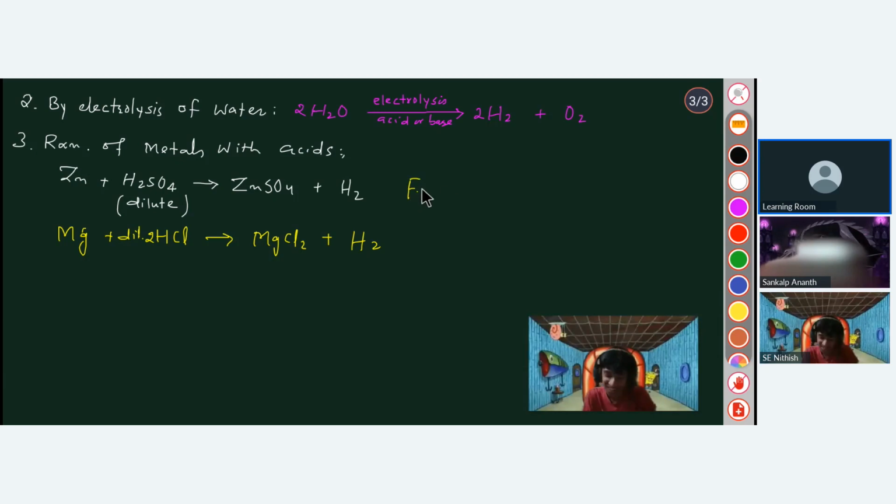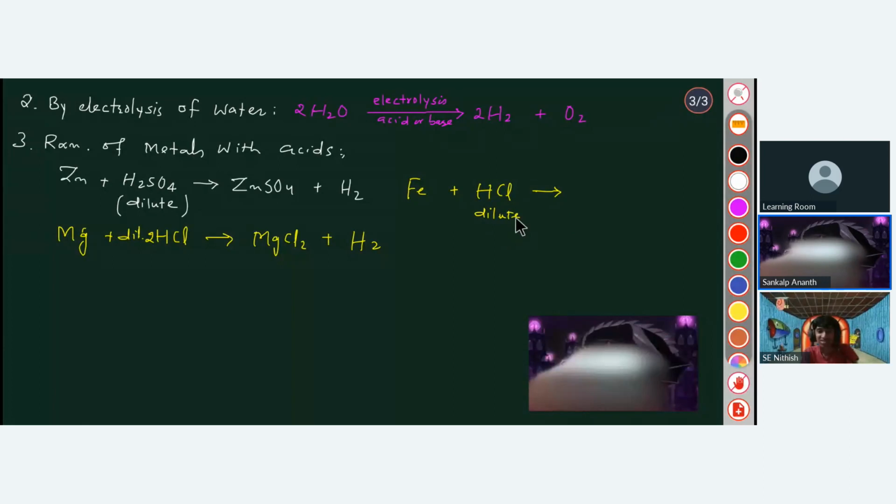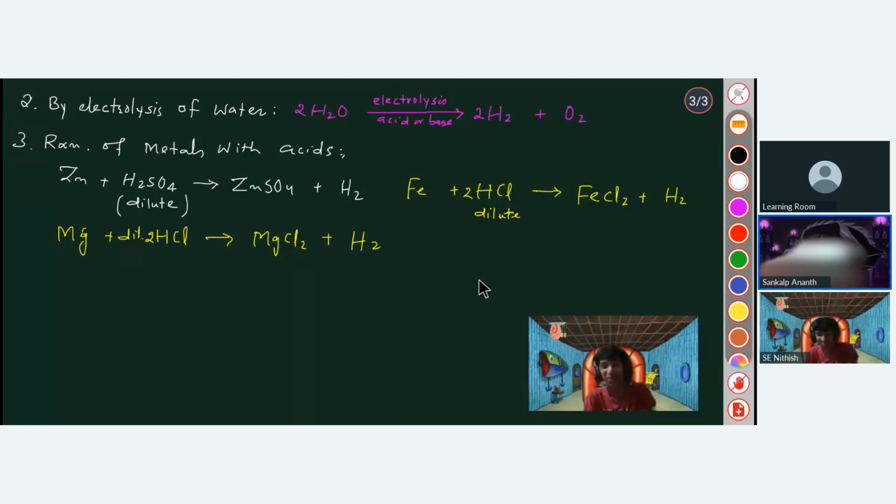Okay, then tell me, if iron reacts with hydrochloric acid, HCl, will it be ferric or ferrous? It will be ferrous. That's FeCl2. It is FeCl2 plus H2. So 2HCl, exactly, H2. It is now all done. You can go to the next one.